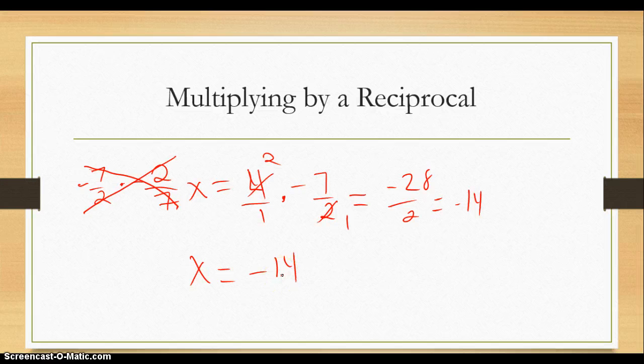Okay, a lot of properties, but just know a couple key things. We want to make sure we get our variable by itself, and then we take the opposite operation to get rid of that number.